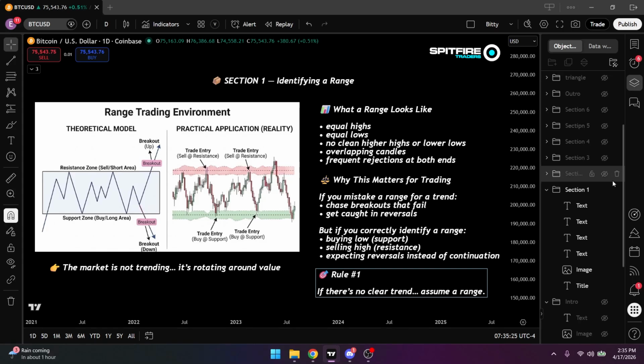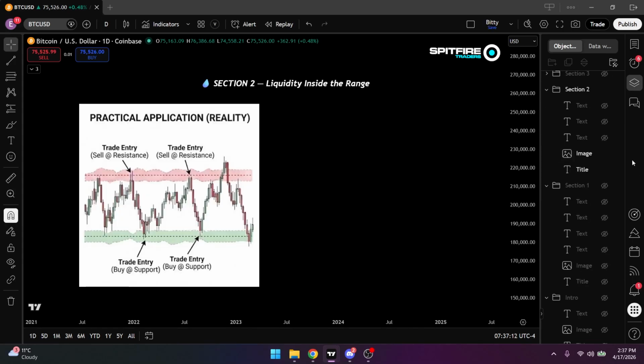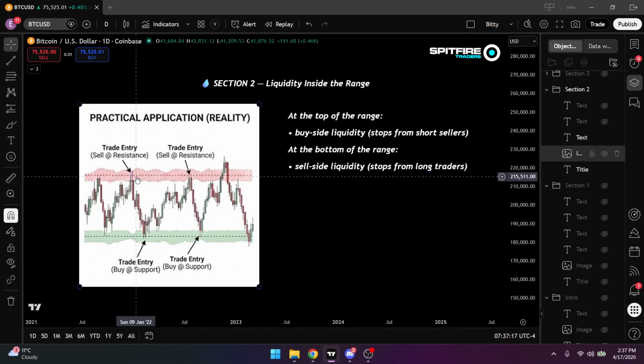Now, here's where it gets interesting. Ranges are full of liquidity. At the top of the range, we have buy-side liquidity from stops from short sellers, and at the bottom of the range, we have sell-side liquidity, stops from long traders. And the market loves liquidity.